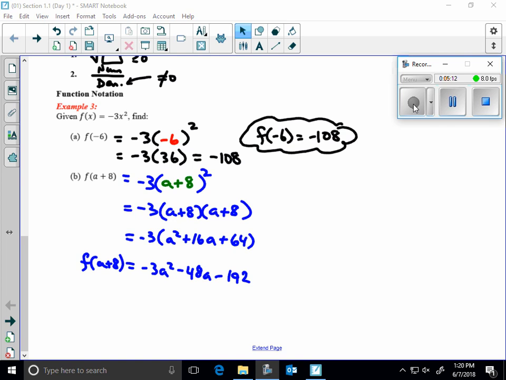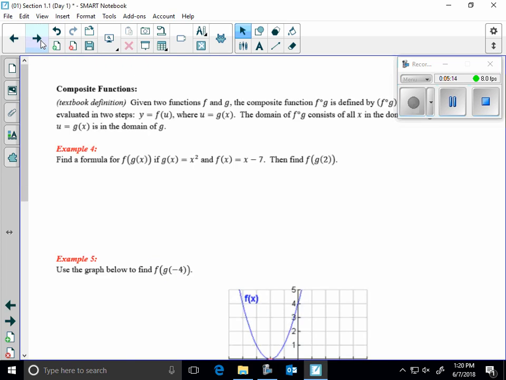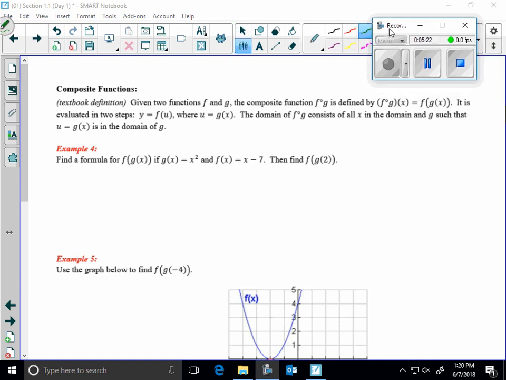Okay, let's move on to composite functions or compositions of functions. So a notation issue here that I'd like to clear up right away. These two things are exactly the same. Their notation means the same thing. All right, so f of g of x means we're going to plug g of x into f of x. G of f of x means we're going to plug f of x into g of x. So if we know that g of x equals x squared and f of x equals x minus 7, then let's find f of g of x.